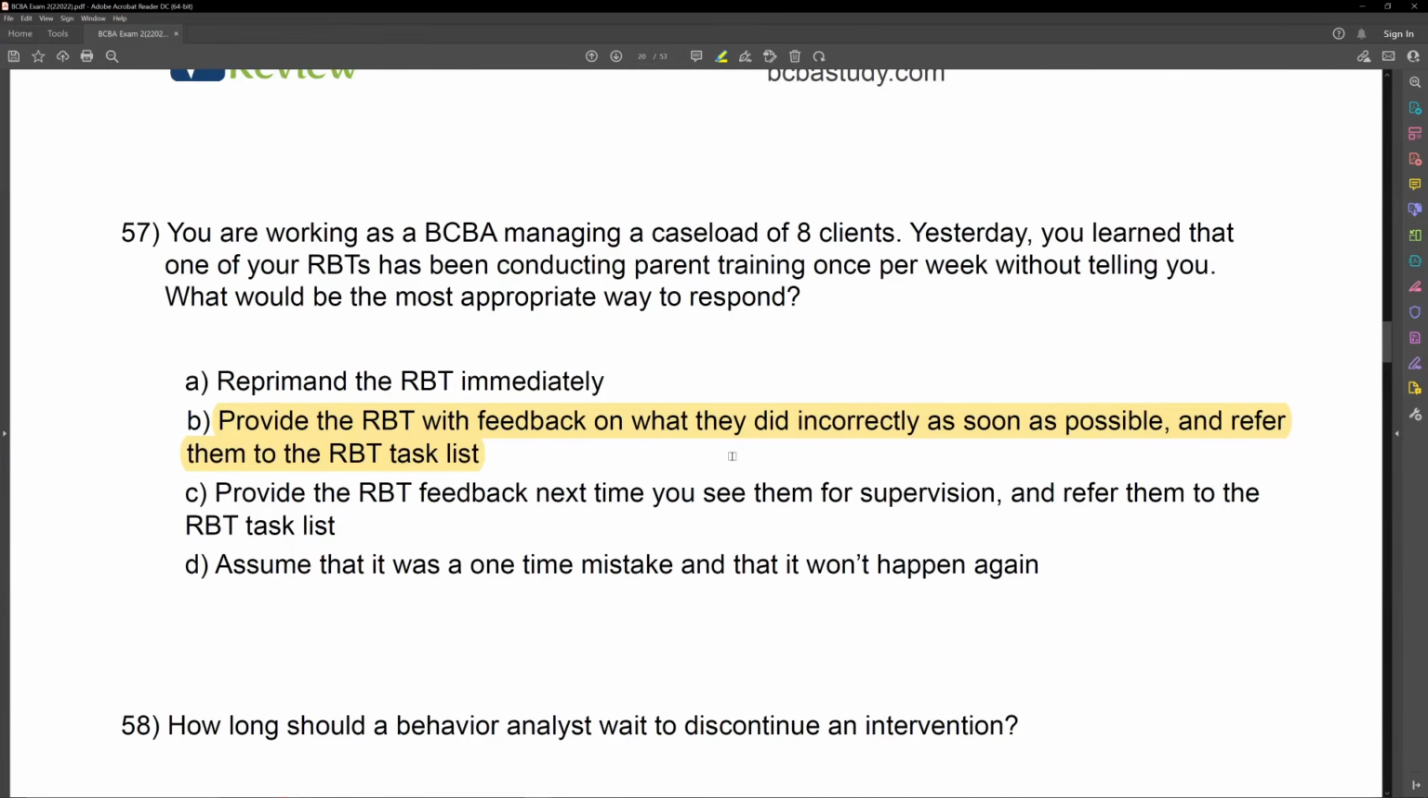Supervising is an important role. It's a big responsibility. You want to do your best, all right, to provide your RBTs with the best guidance possible.